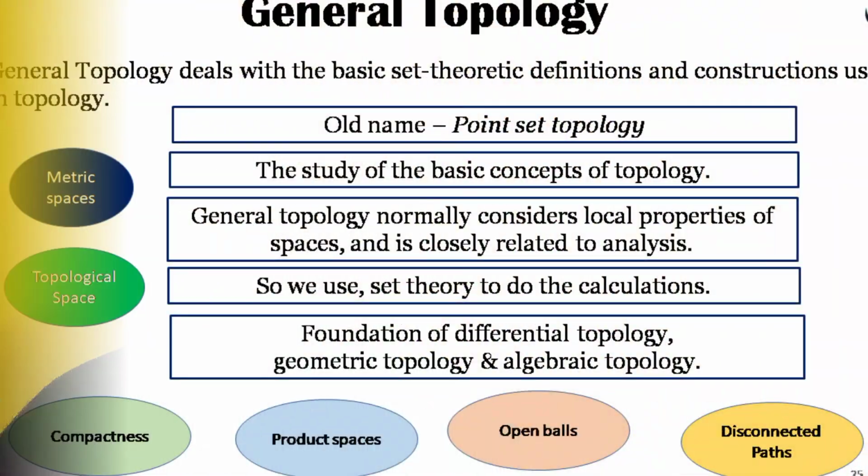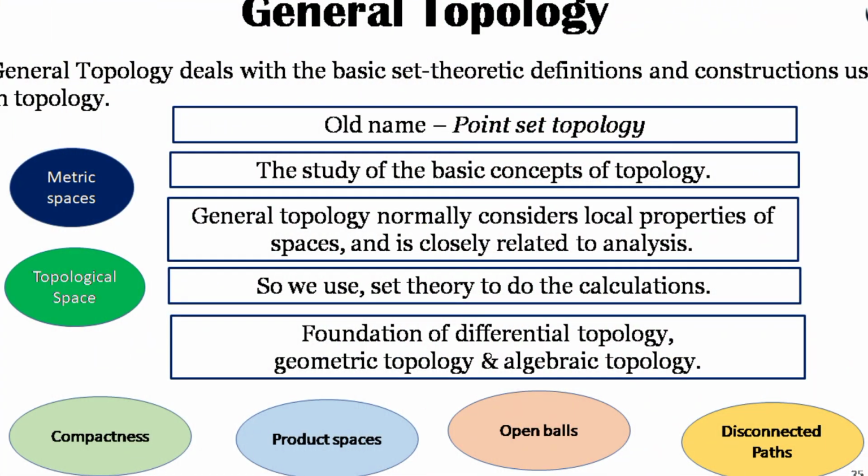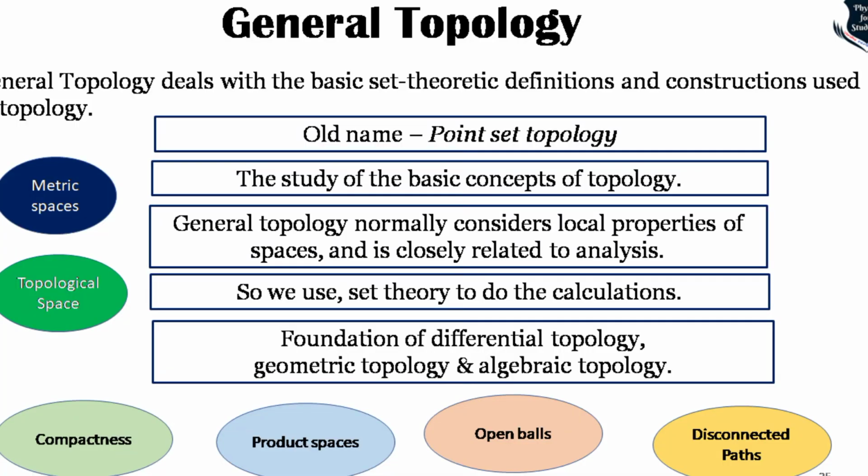Next, what is called a general topology. Right on your screen, you see that general topology, earlier it was called point set topology. It is the basic study of topology, right? In general topology we learn a little bit more because it branches out to several other topologies. General topology normally considers local properties, etc. And it is the foundation of differential topology, geometric topology and algebraic topology. That means the branches that we are learning till now have their root in the general topology.